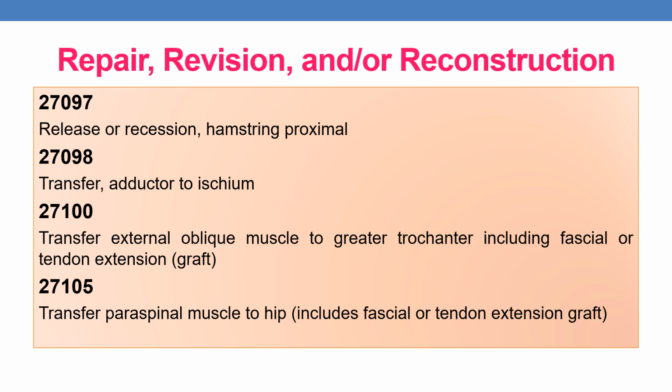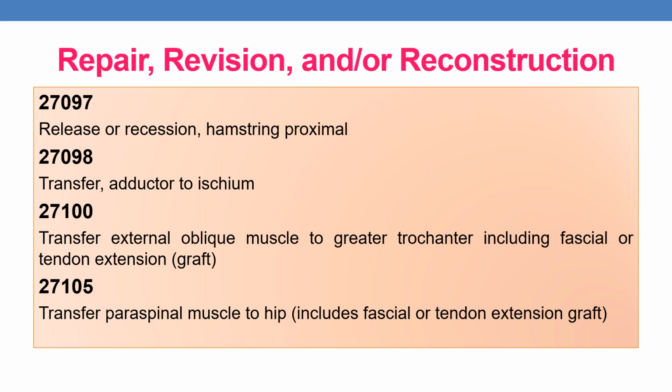The first CPT is 27097. It deals with release or recession hamstring proximal. The next is 27098. It deals with transfer abductor to ischium. The next is 27100. It deals with transfer external oblique muscle to greater trochanter including fascial or tendon extension. That is for graft. The next is 27105.